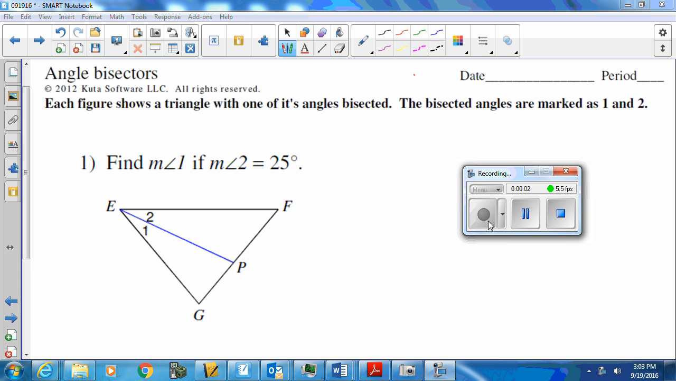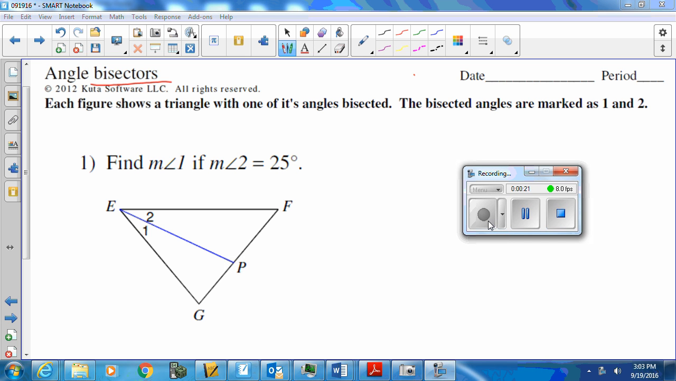All right, I'm going to go over some of these problems from the homework that I gave you. It is due on Thursday, September 22nd. So all of these problems are dealing with angle bisectors. So let's look at the first one.